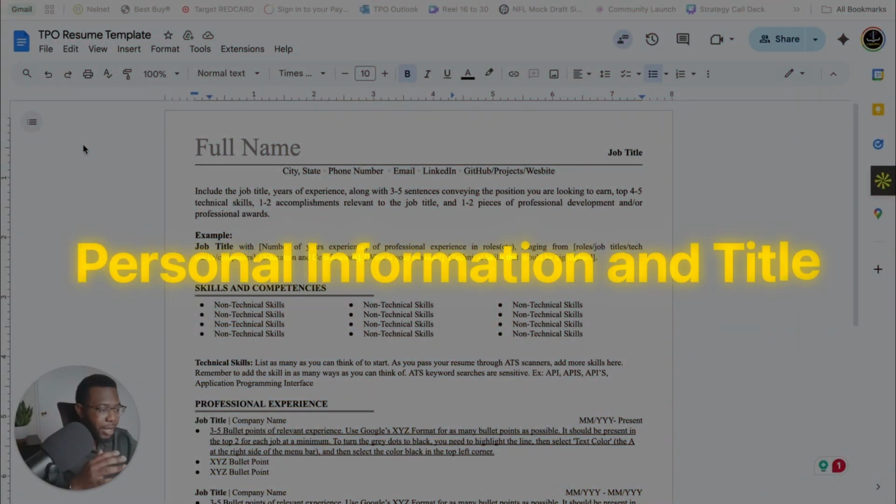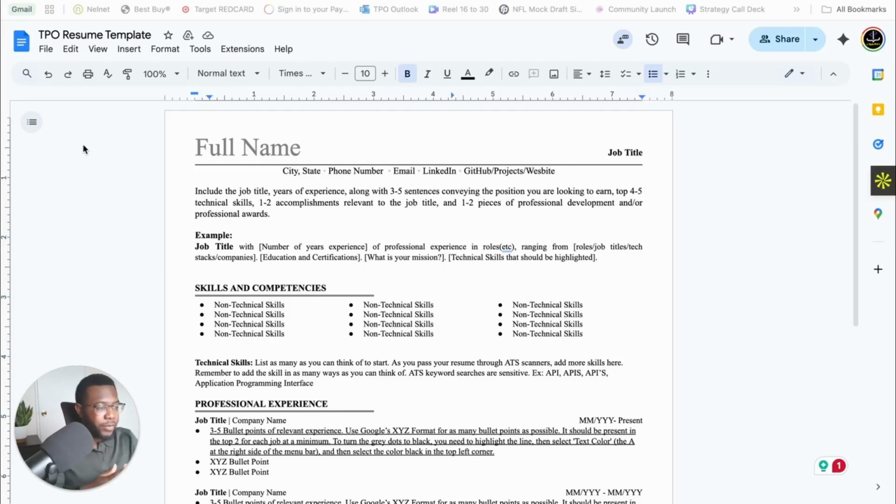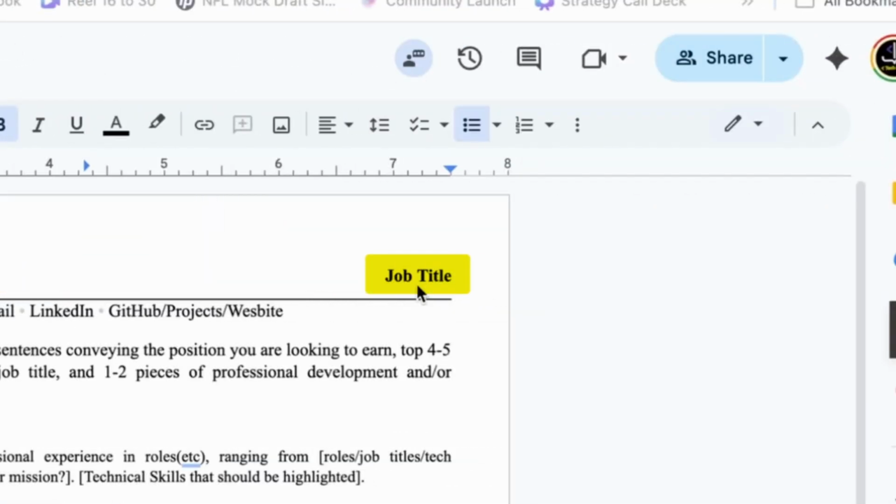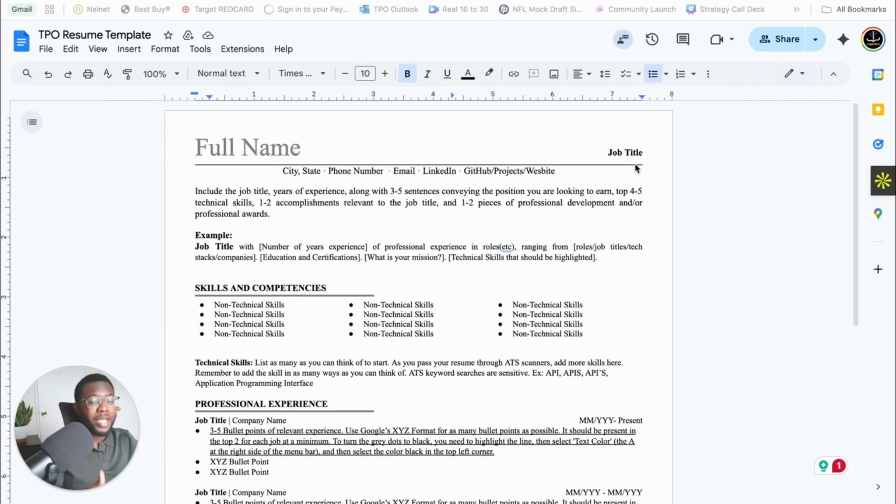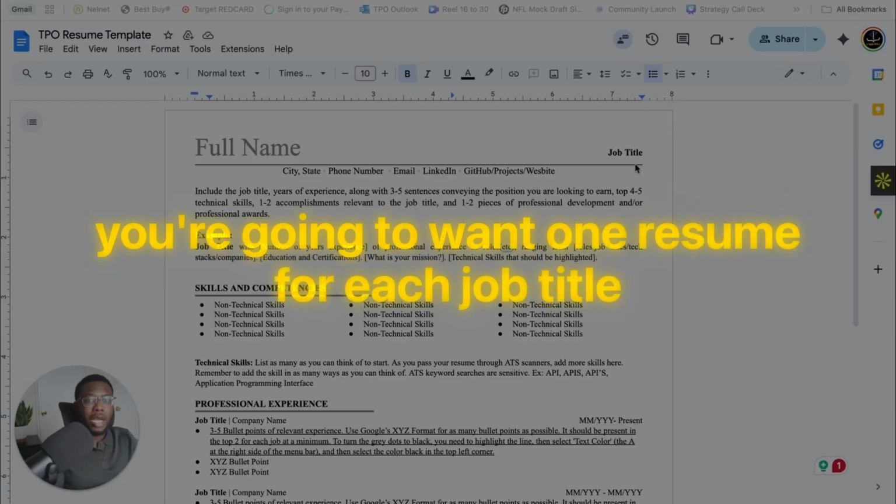All right, so let's go from top to bottom. At the top, you're going to put your full name and the job title. This is really important because you want to put the job title as many times throughout your resume as possible. And as I mentioned in a previous video, you're going to want one resume for each job title.